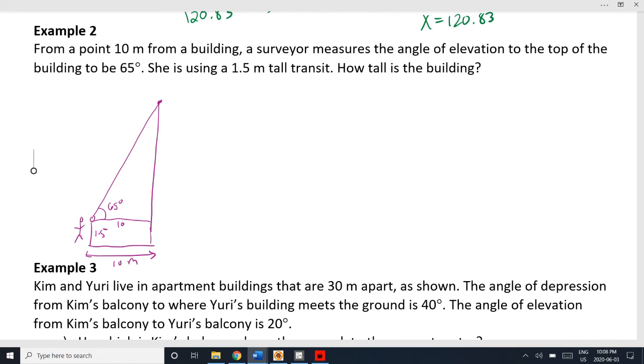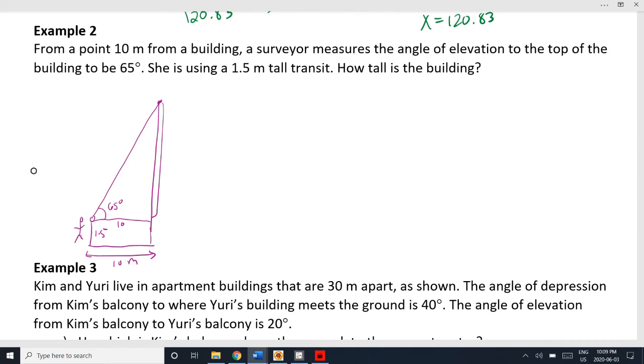And now two things you have to be aware of is that we have to calculate the height from here to here, but then we're going to have to add at the end the 1.5 from where the transit begins, because we're not measuring from the ground in this instance. So let's get started with what we know.